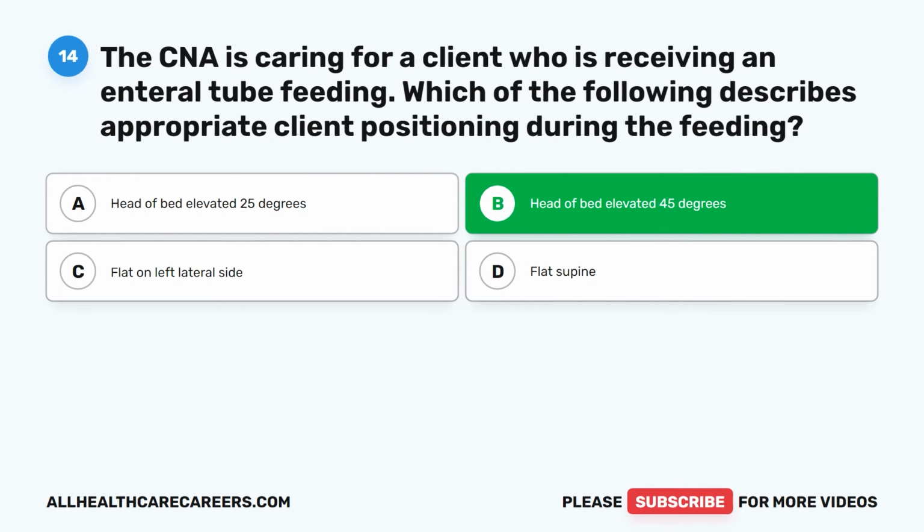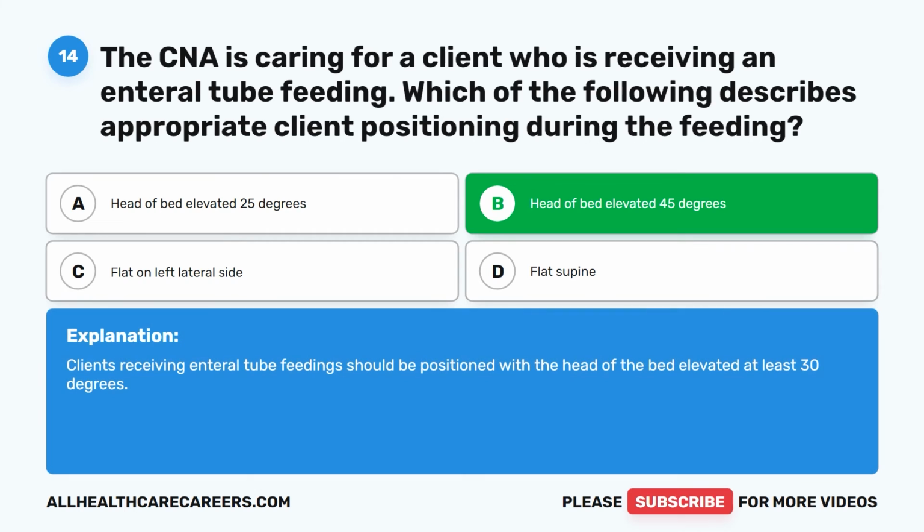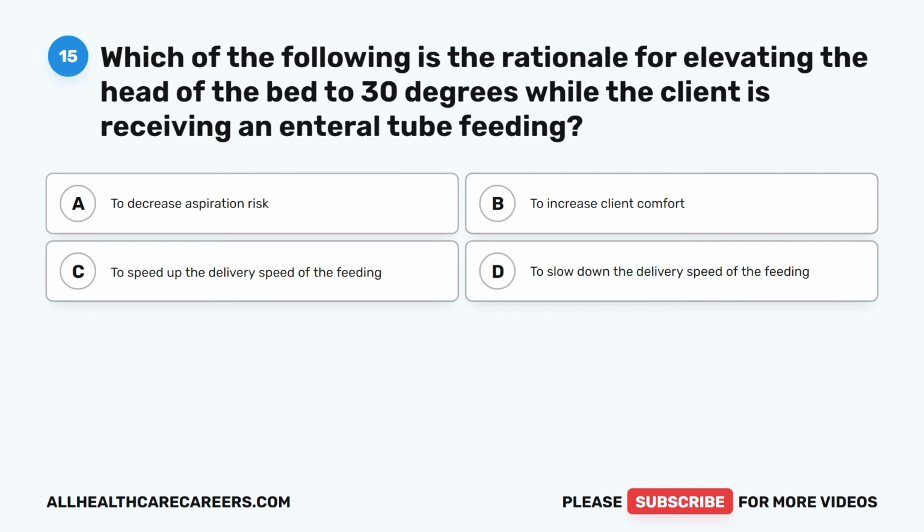Head of bed elevated 45 degrees. Clients receiving enteral tube feedings should be positioned with the head of the bed elevated at least 30 degrees. Question 15. Which of the following is the rationale for elevating the head of the bed to 30 degrees while the client is receiving an enteral tube feeding?